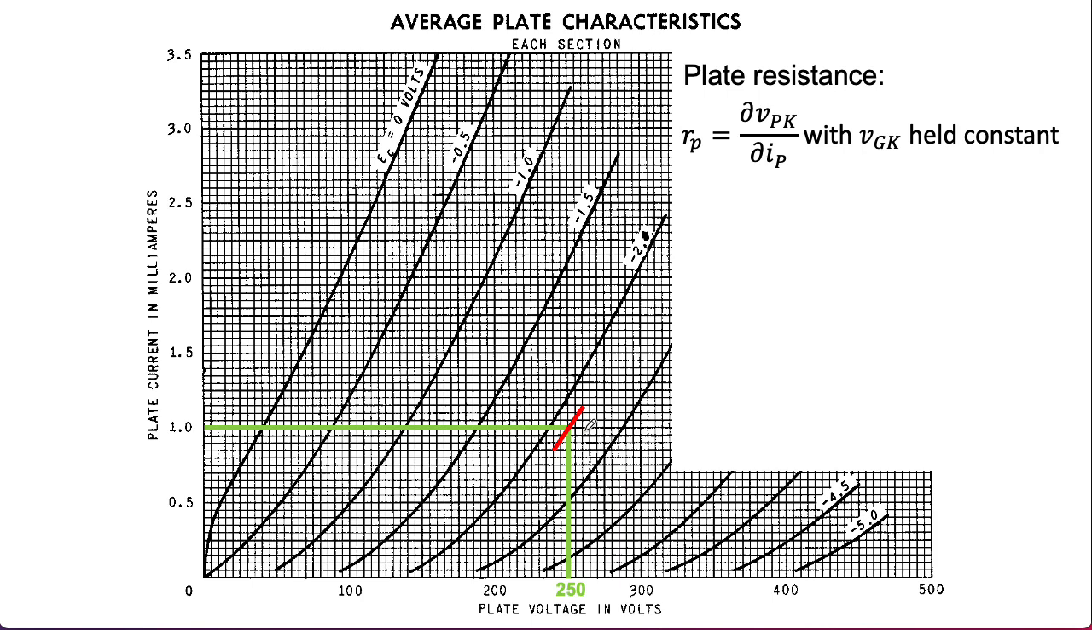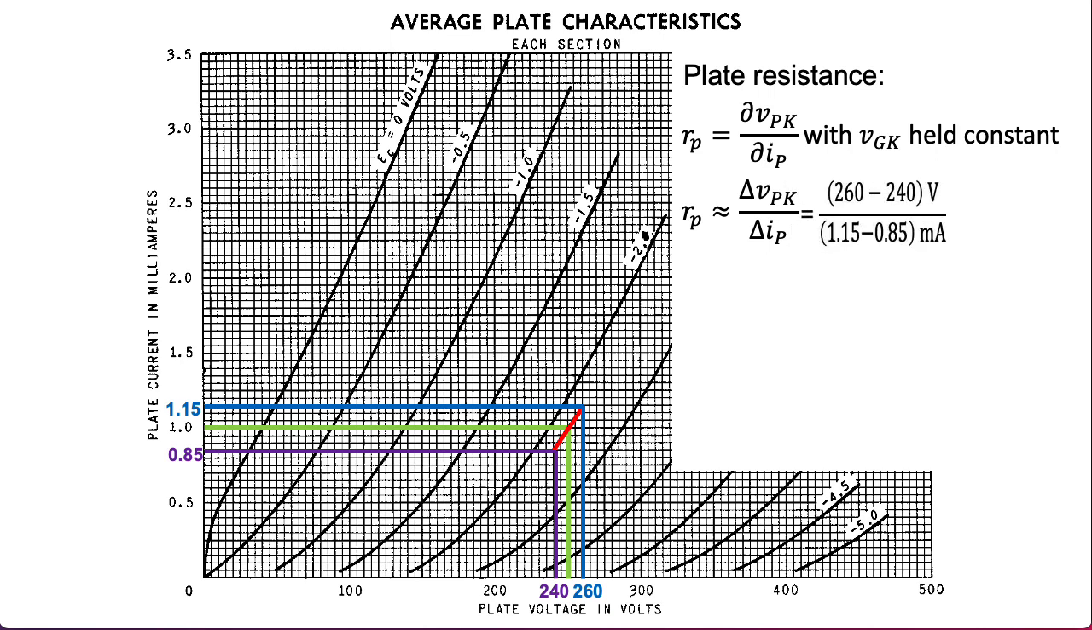So our plate resistance is going to be the change in the plate voltage relative to the change in the plate current. So let's make some offsets and try to compute some values. So let's say we go up from 250 to 260 volts. If I then trace left, that corresponds to a current of 1.15 milliamps. And if I go down the other direction and look at 240 volts and trace that across, I get something like 0.85 milliamps. And these are all values we're computing by eyeballing the curve. So we're not looking at computing perfect values. So we can compute some finite differences.